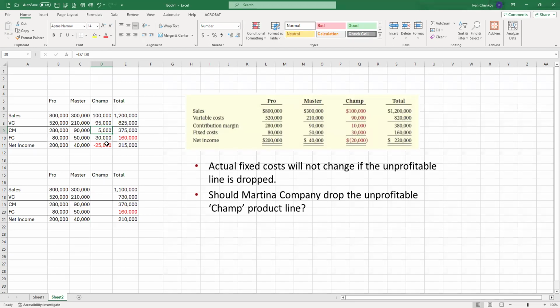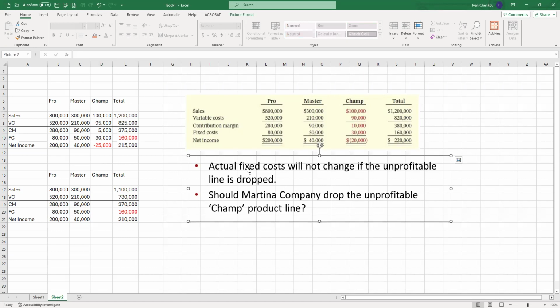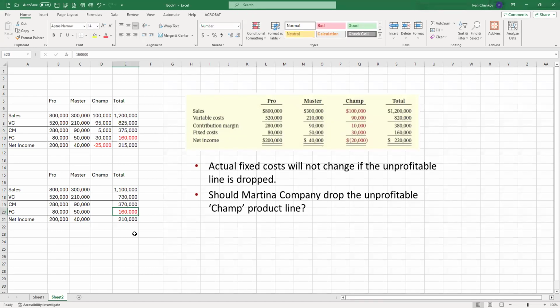You guys are going in a different direction now. The question says the fixed cost will not change, but if by eliminating this I drop $10,000 of fixed cost, that 160 becomes 150. Should I go for it?